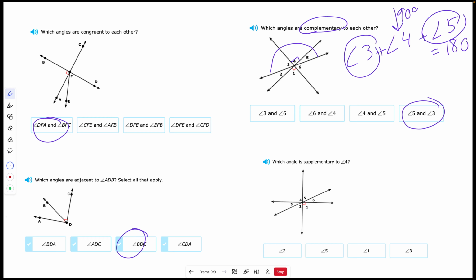For the third problem, you should have gotten angle BDC, and notice that even though it says select all that apply, there is only one right answer here. And for the last problem, you should have said that angle 1 is supplementary to angle 4. The reason for that is because this is a right angle. Angle 4 is a 90-degree angle. So angle 1 and angle 4, 2 right angles equals 180.